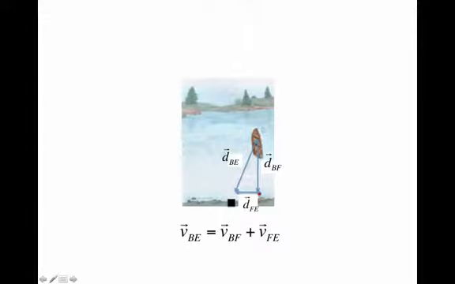This is actually why this is called relative velocity, because we're adding two different relative velocities together. The velocity of the boat relative to the float, and then if we take the velocity of the float relative to the Earth, we can get the velocity of the boat relative to the Earth.